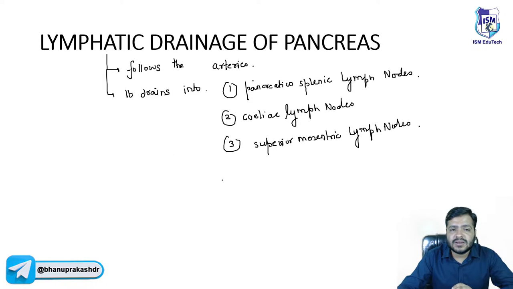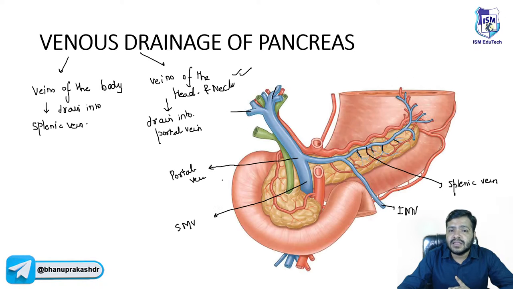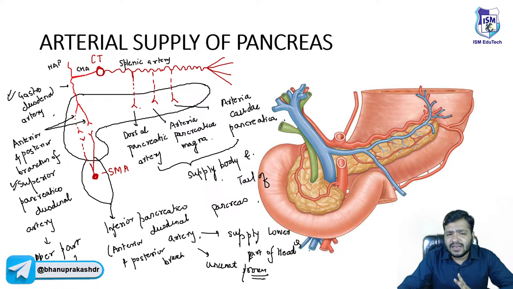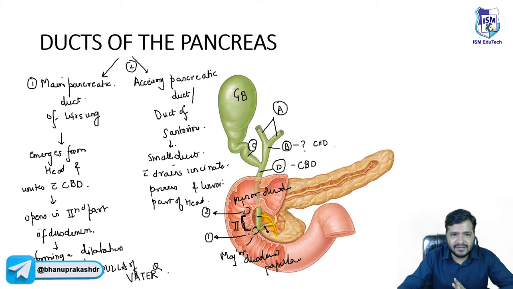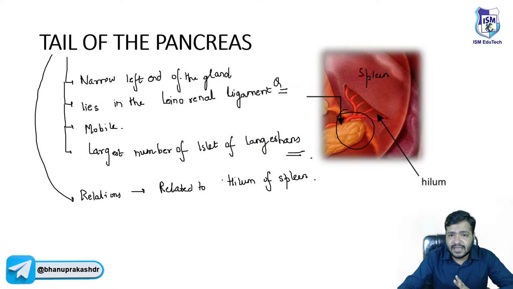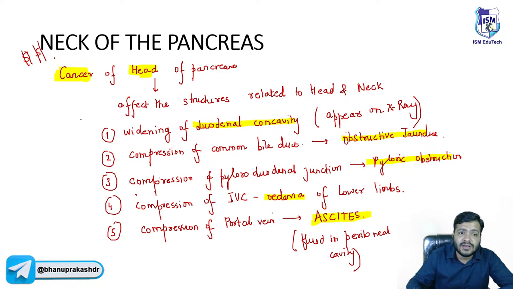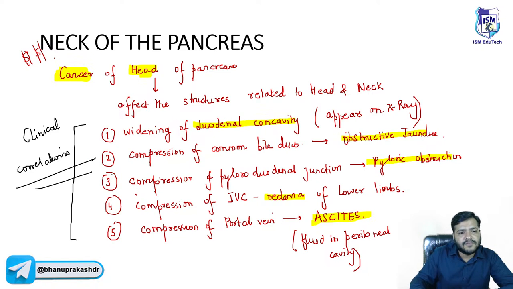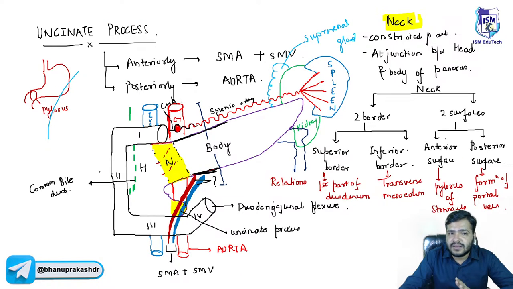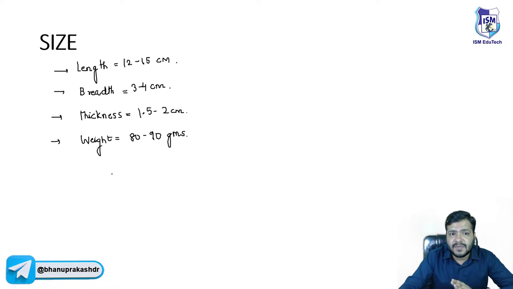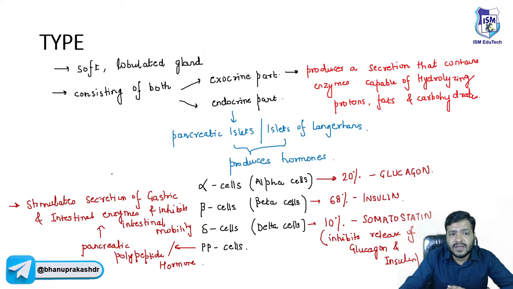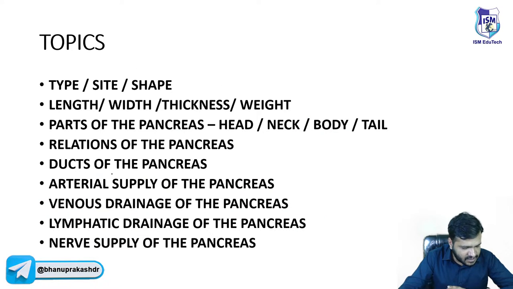So I hope the picture is clear, the nerve supply, the lymphatic drainage, the venous drainage, the arterial supply. Multiple times I have discussed these topics: ducts of the pancreas, the relations of the tail, the body, the neck of the pancreas, and all the clinical correlations. Apart from that, we have discussed the relations of the uncinate process, neck and the head, the parts of the pancreas, the size, the site, the shape, the type. I hope everything is clear to everyone.